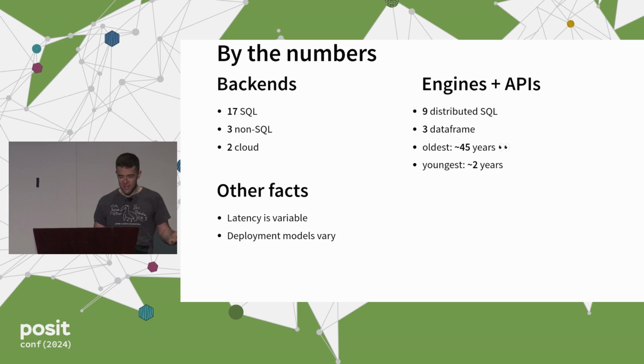The youngest backend is called RisingWave. It's a streaming SQL backend, and it is about 2 years old. Latency is all over the place. We've got stuff going from New York to Singapore, and we've got DuckDB running on a laptop. So things are kind of weird all over the place. And deployment varies, right? Somebody might be running a cluster of 1,000 nodes of Trino on Kubernetes, or you might be running Polars on your laptop.